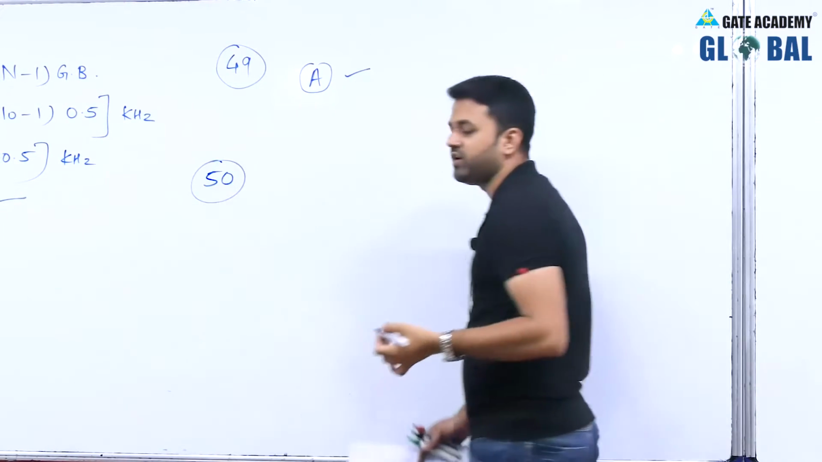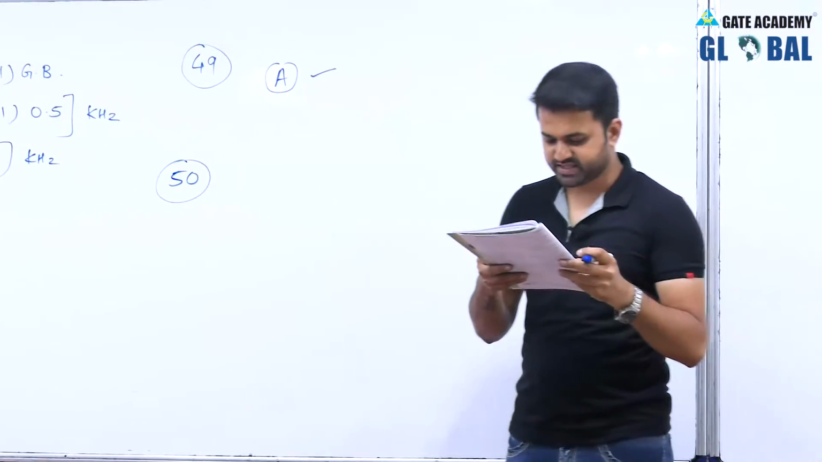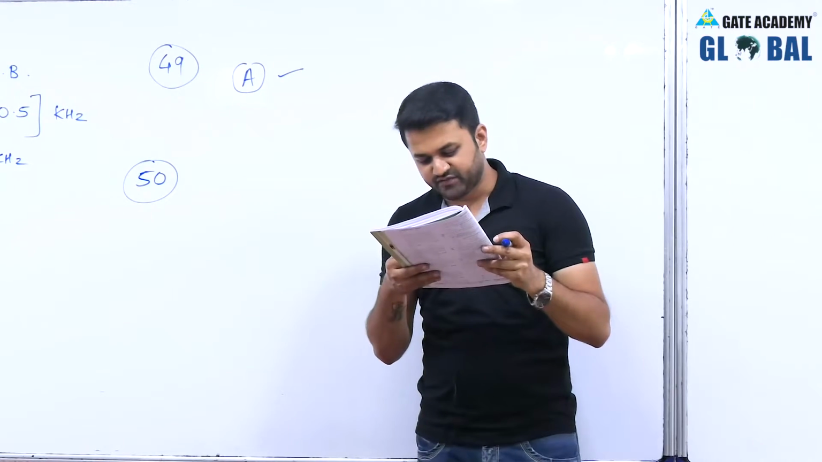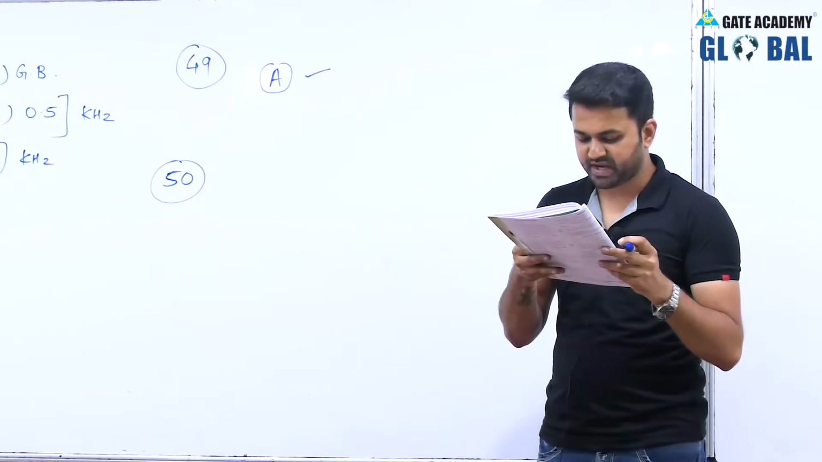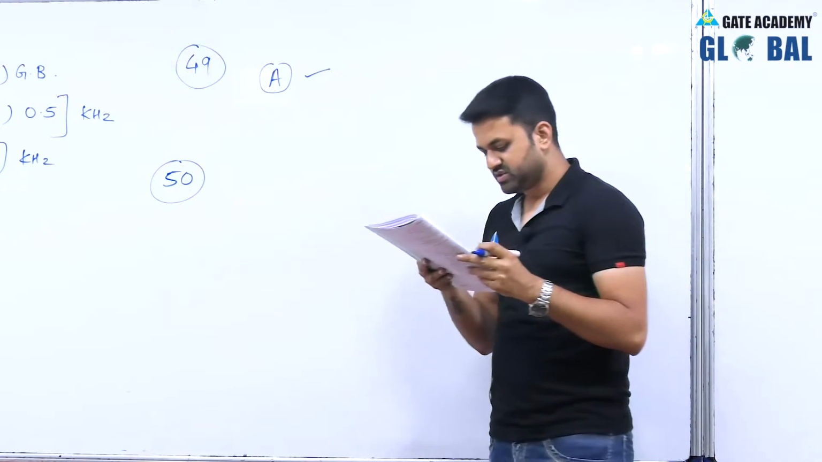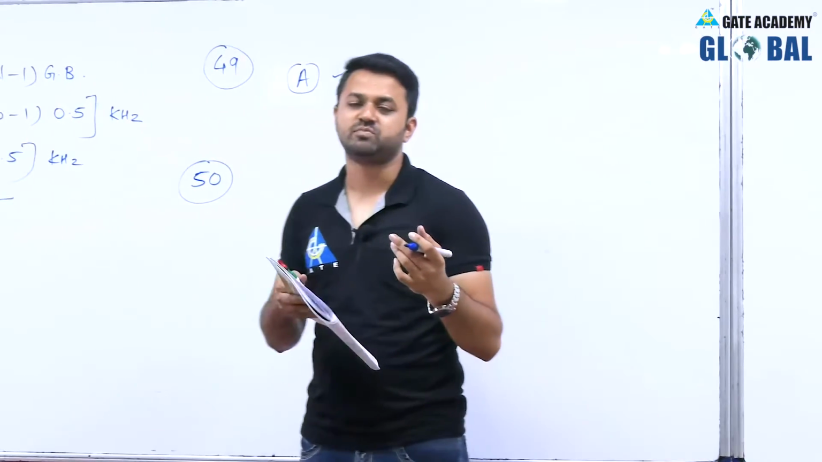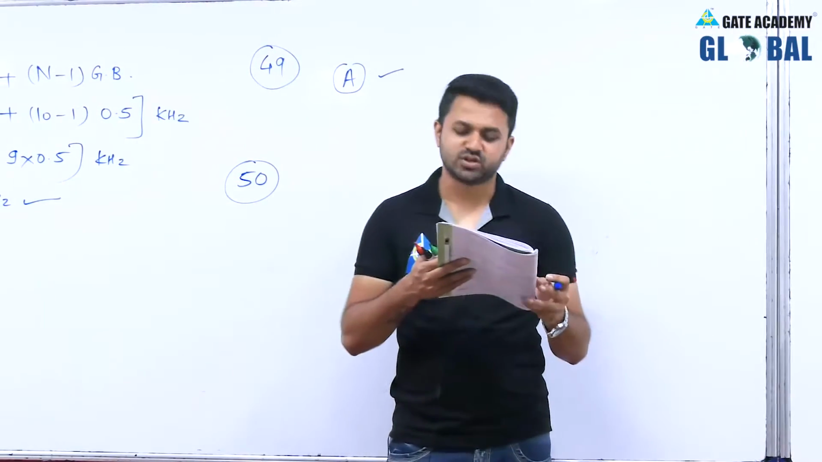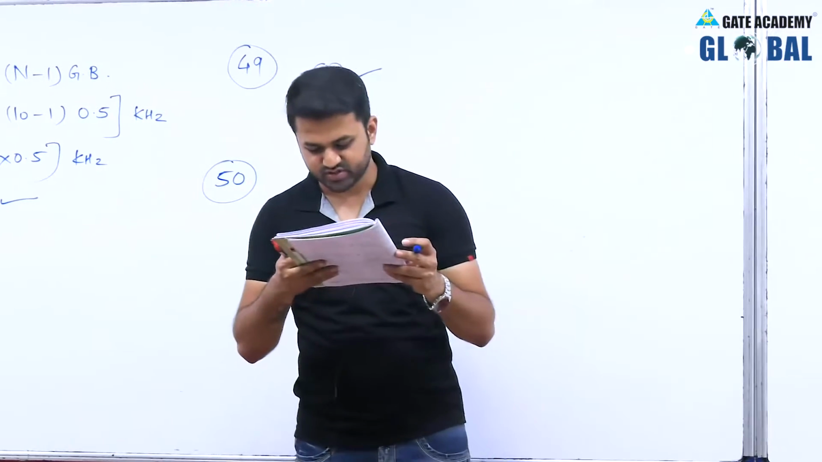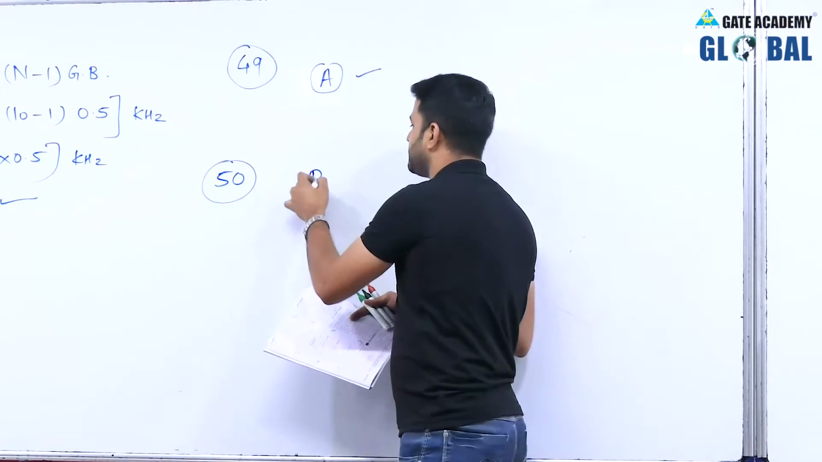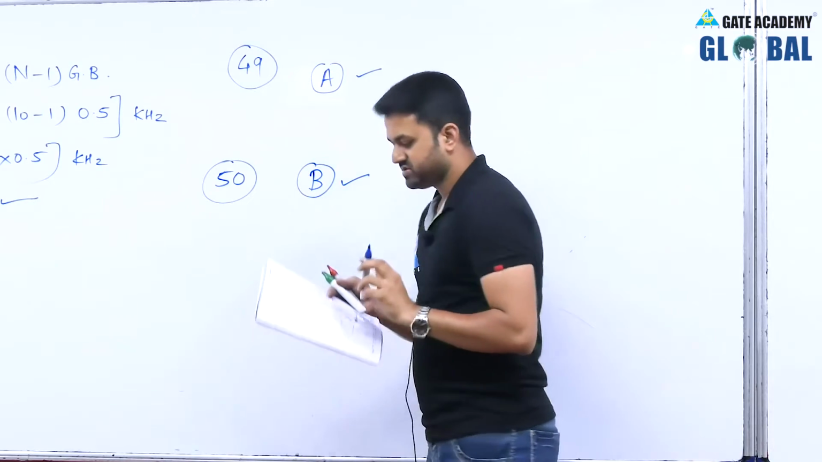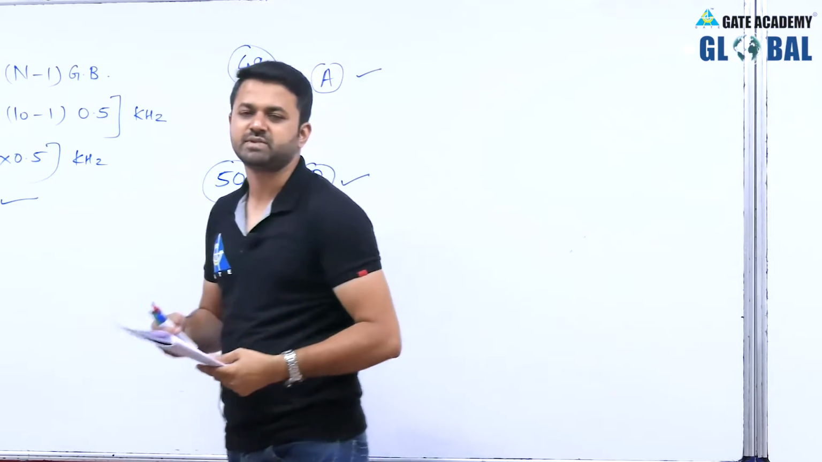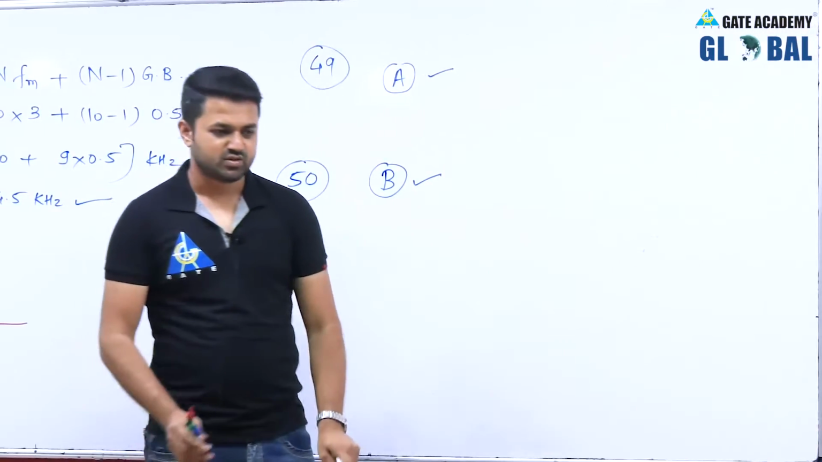The last question for this particular chapter is, in a carrier telephone system, a basic group occupies a frequency band of. So just as we discussed, the basic group ranges from 60 to 108, and according to this, the correct answer is option B. So this is your first chapter, that is amplitude modulation.